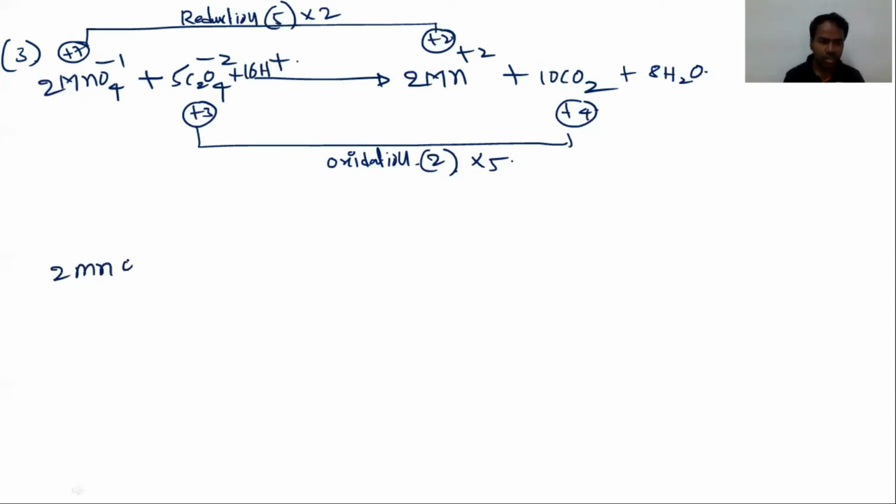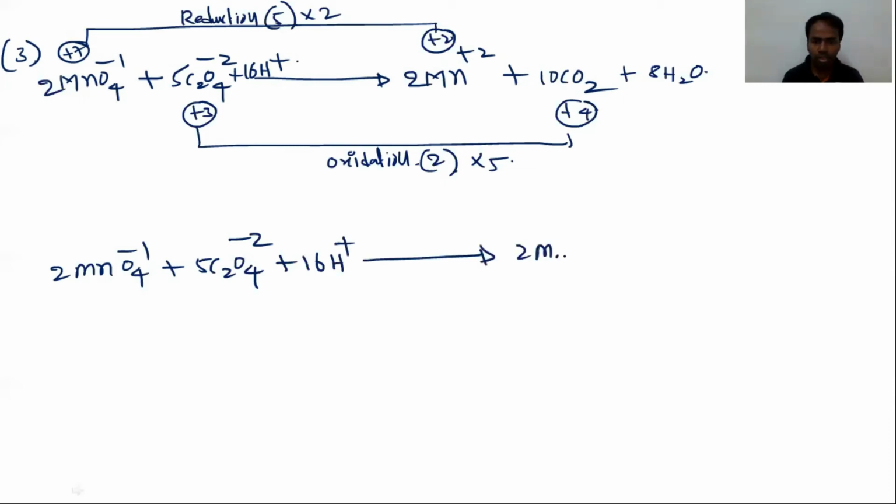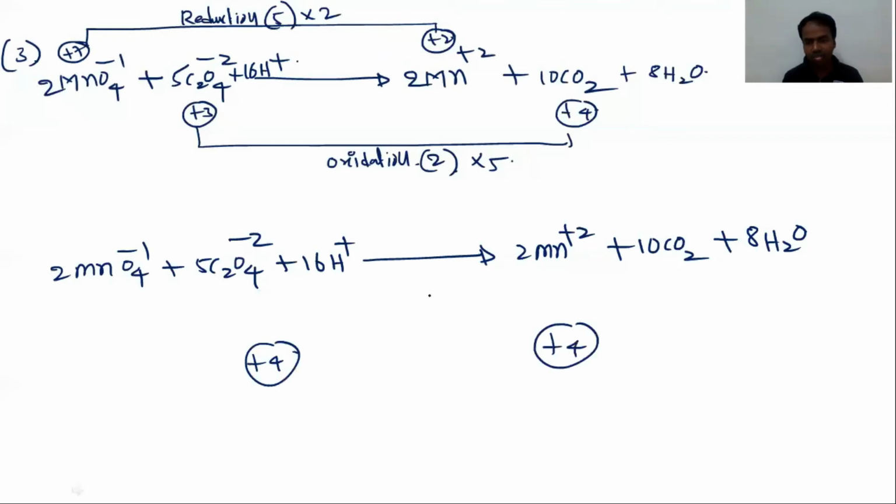The balanced equation: 2MnO4 minus plus 5C2O4 2 minus plus 16 H plus forms 2Mn 2 plus plus 10 CO2 plus 8 H2O. So now this reaction is balanced. Cross check the charge here. This is minus 2, so minus 2 into 5 is minus 10. Minus 12 plus 16, so this is plus 4 on this side. Here 2 into 2 is plus 4. So the equation is balanced.